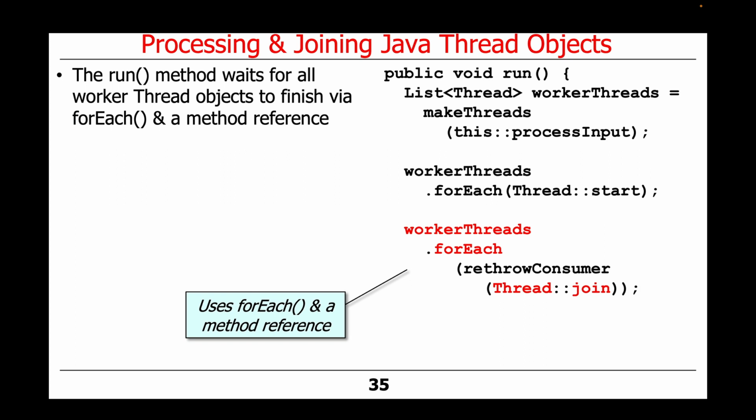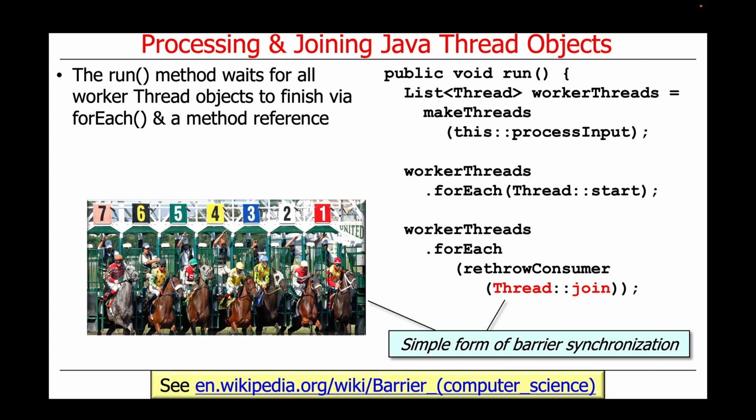Let's now turn our attention back to the run method in the ThreadJoinTest class. After starting all the worker threads, the run method waits for all the worker thread objects to finish by using a forEach method on the worker threads list and a method reference to the Thread join method. As we've discussed before, Thread join provides a simple form of barrier synchronization. The run method in ThreadJoinTest uses this join method in the context of a forEach method, which waits for all the started threads to finish their processing before continuing on in the flow of control after the call to forEach with Thread join passed as a parameter.